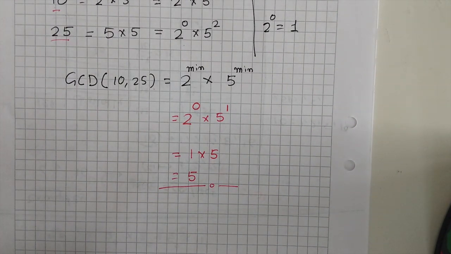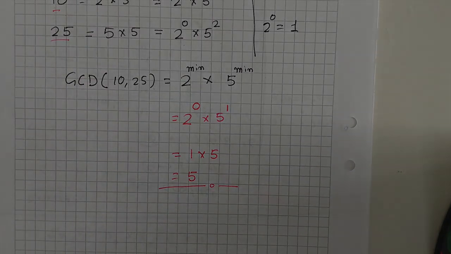And this is how we can use the fundamental theorem of arithmetic to find the GCD of any numbers.